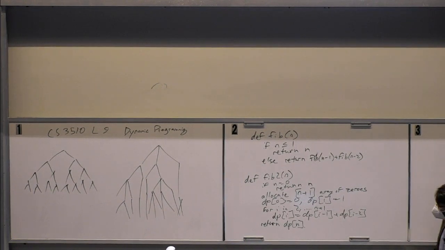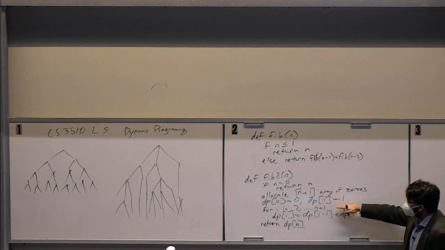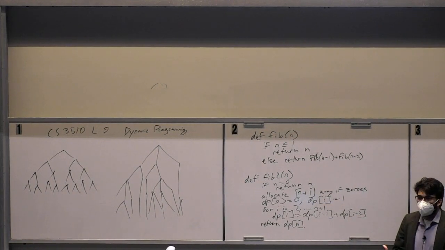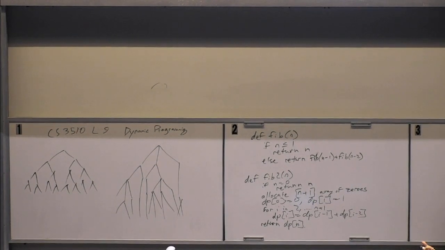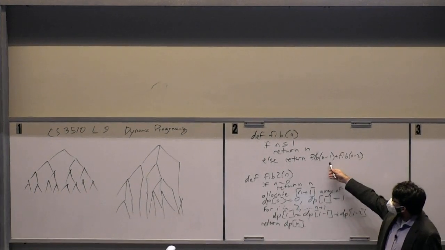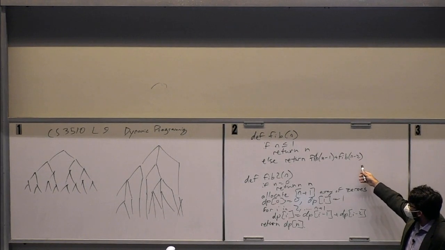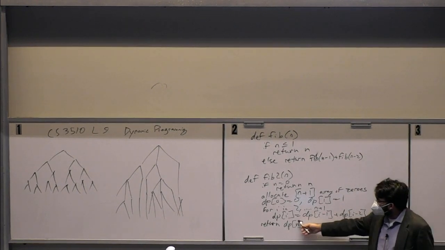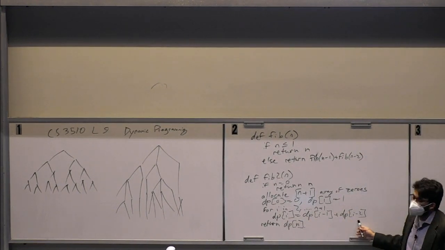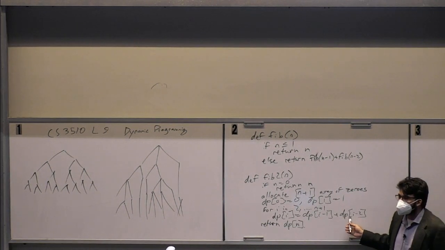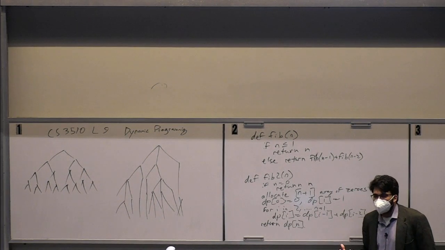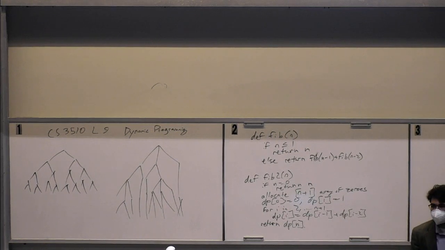You fill in your base cases. Here it's dp of 0 is 0, dp of 1 is 1. And then you decide on your recurrence. And the recurrence is thought of similarly to a divide and conquer recurrence. Here we return fib of n minus 1 plus fib of n minus 2. But here we're setting dp of i to dp of i minus 1 plus dp of i minus 2. So the recurrence still feels recursive, but it's not a recursive call. It's simply a dependency of a future memory space upon a function of the previous memory spaces.